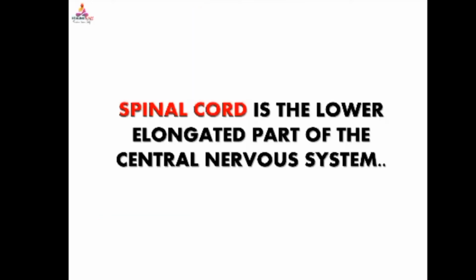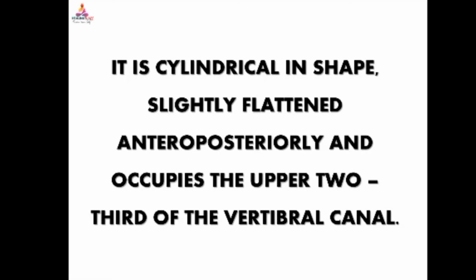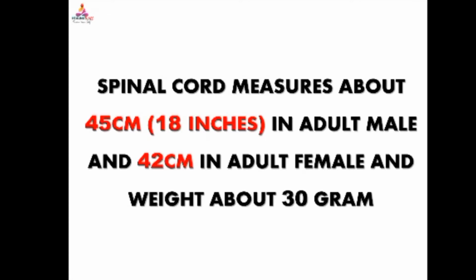Spinal cord is the lower elongated part of the central nervous system. It is cylindrical in shape, slightly flattened anteroposteriorly, and occupies the upper two-thirds of the vertebral canal. Spinal cord measures about 45 centimeters in adult male and 42 in adult female, and the weight is about 30 grams.